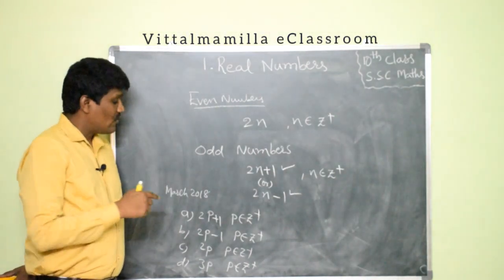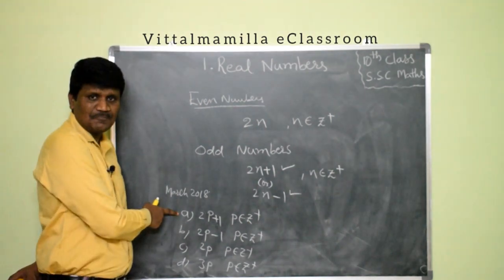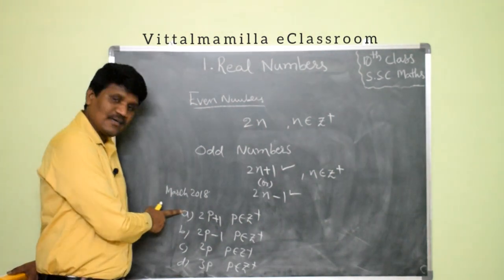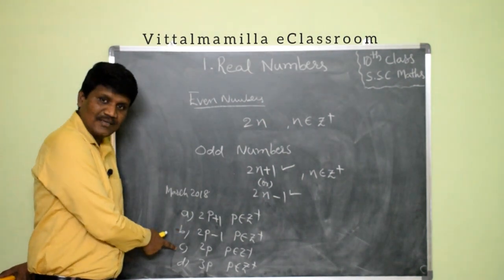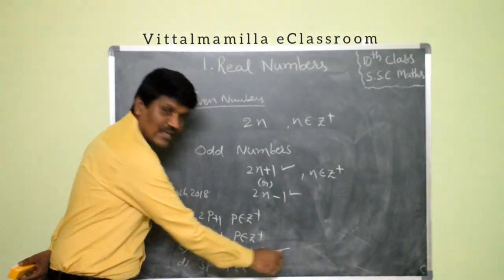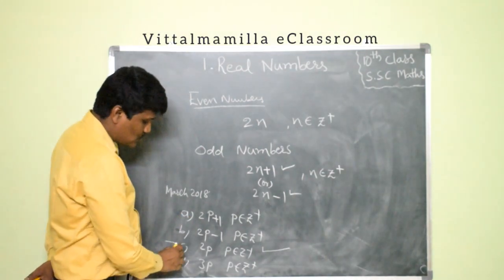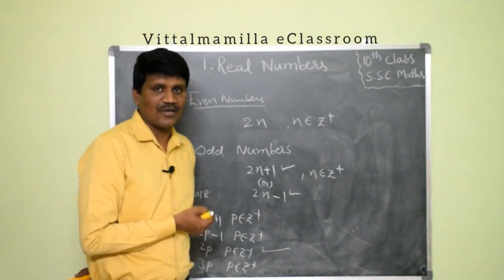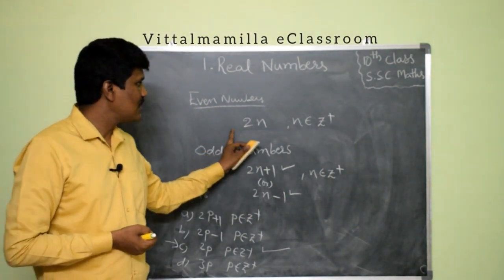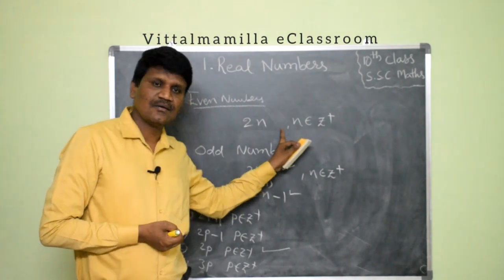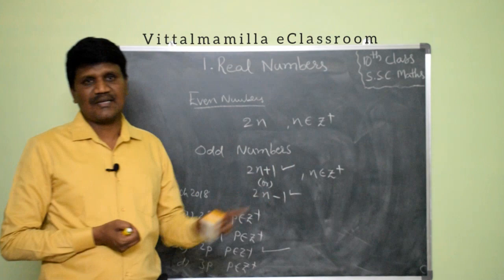What is the question? What is the general form of an even number? First one, 2p plus 1, is it even? No, it is an odd number. 2p minus 1 is also an odd number. 2p, yes, 2p is an even number, and 3p is not an even number. So the answer is 2p, which is the general form of an even number. This is about even numbers and odd numbers. An even number is a number in the form of 2n, and an odd number is a number in the form of 2n plus 1 or 2n minus 1.